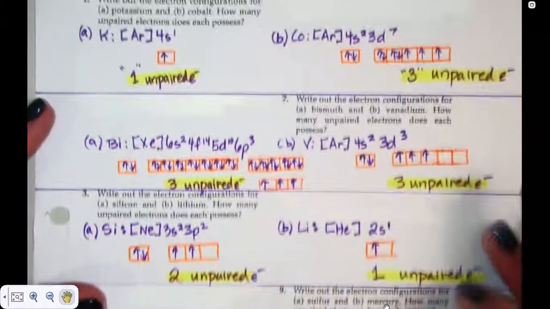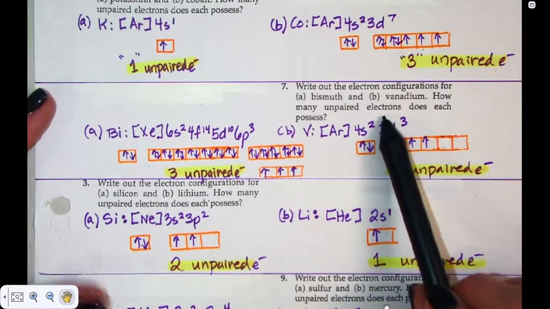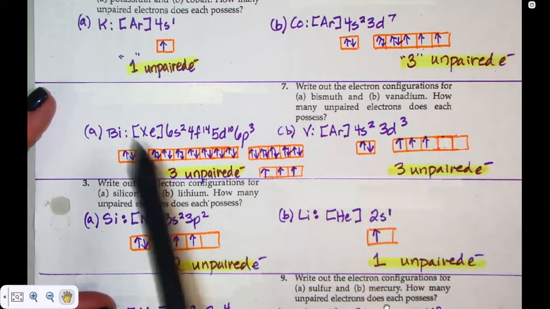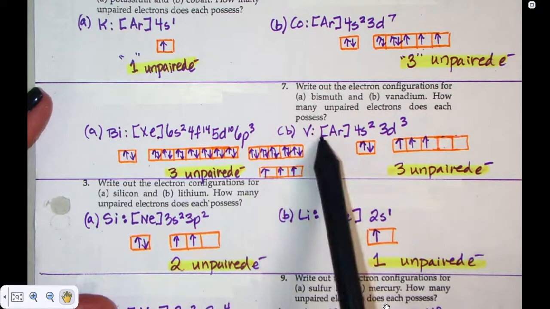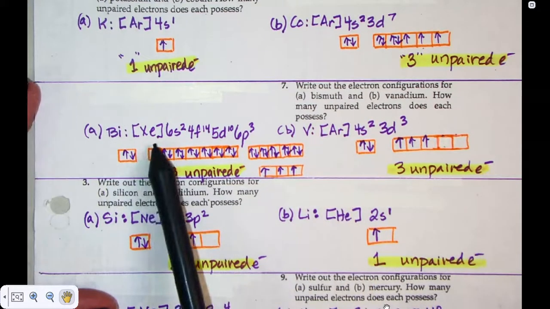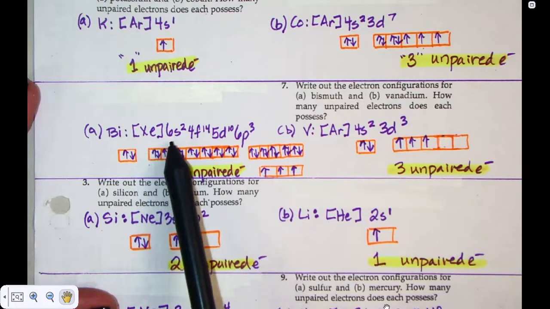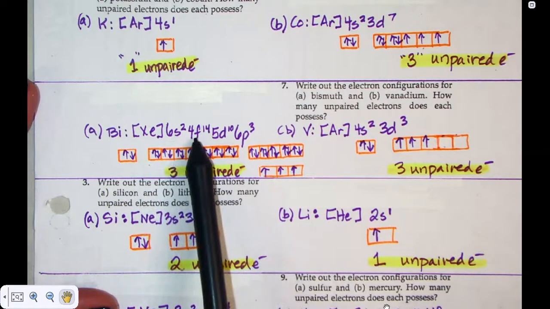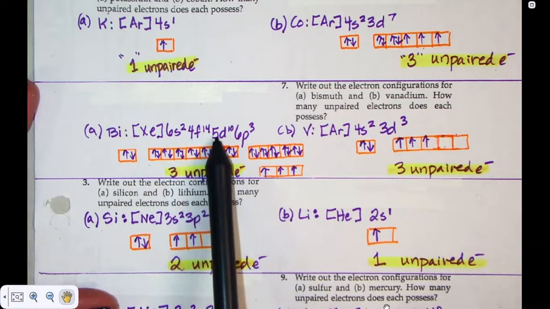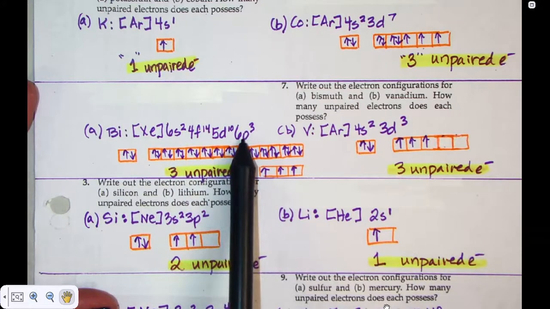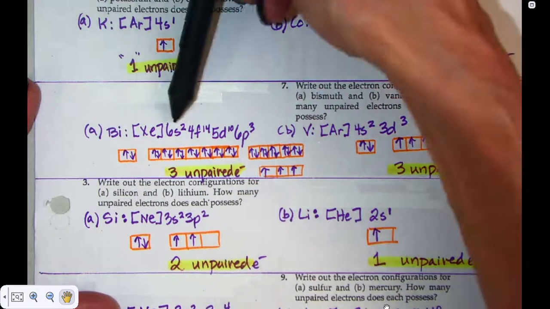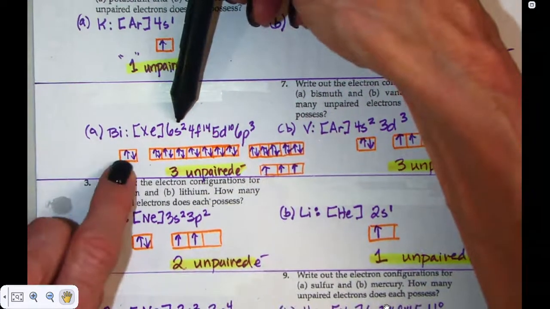Let's look at number 7. So this wanted you to write the electron configurations for bismuth and vanadium, and again, I did shorthand. So for bismuth, you should have xenon in brackets, 6s2, 4f14, 5d10, 6p3. Now, when we write the electron configurations out, notice the s orbital is full, all paired up.